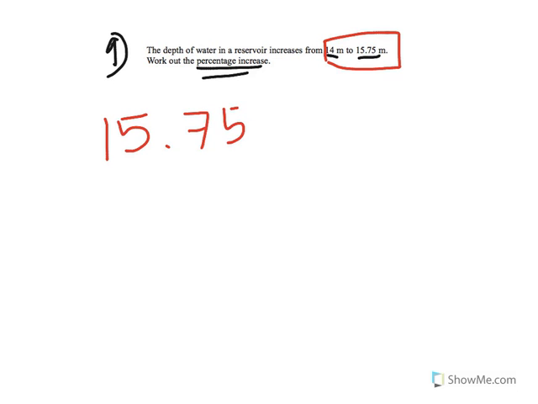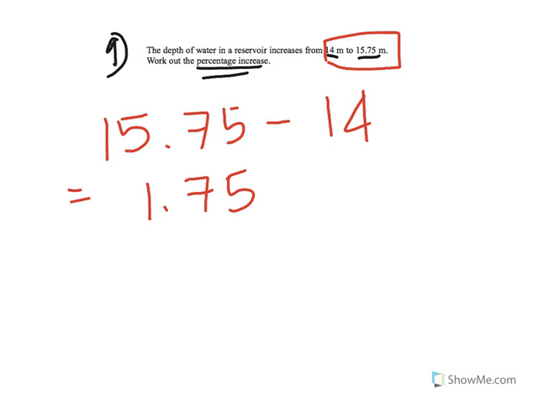Alright, question 9 is really simple. They say the depth of water in the reservoir increases from 14 to 15.75. Work out the percentage increase. So first of all, to find the percentage increase, we have to find the amount of increase. So the new depth is 15.75 minus the old depth, which is 14. So that means the depth of the water increased by an amount of 1.75.